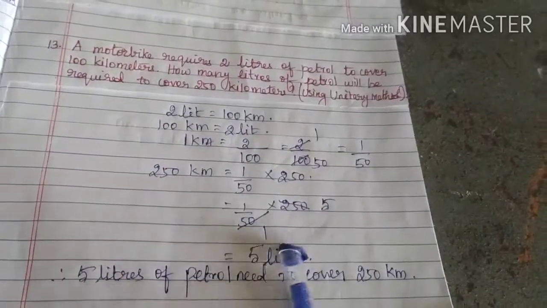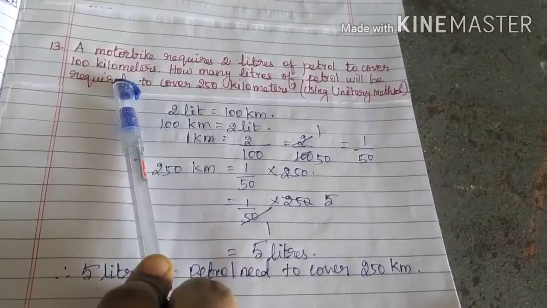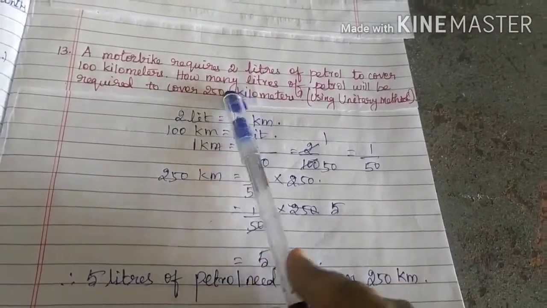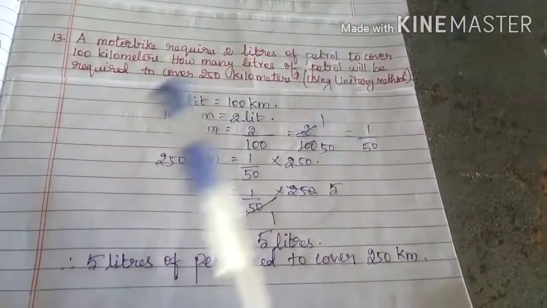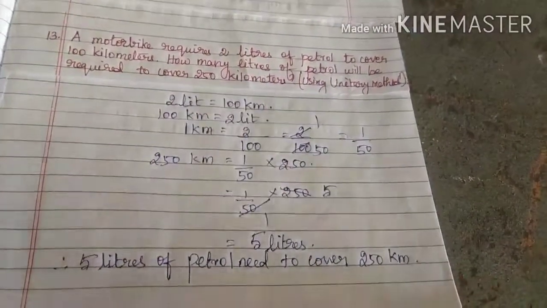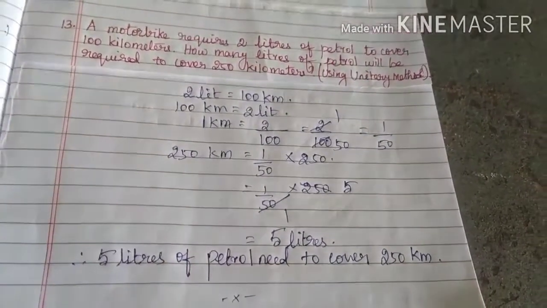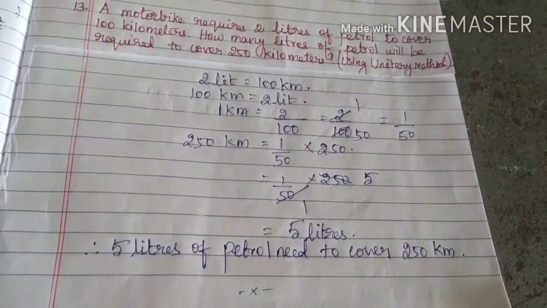So what they asked: first, with 2 liters we can go 100 kilometers. Then for 250 kilometers, how many liters they are asking. So we can go 250 kilometers if we have 5 liters of petrol. Okay, that's all children. Unitary method sums. I have completed all the sums. Okay.